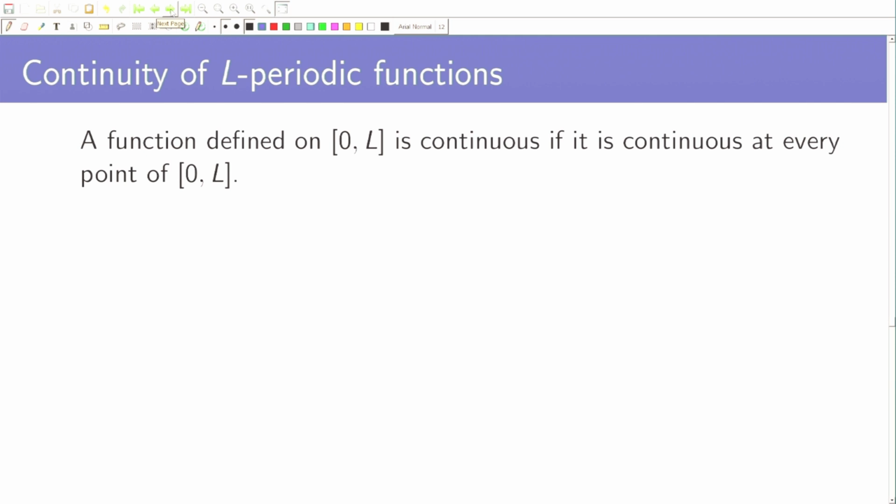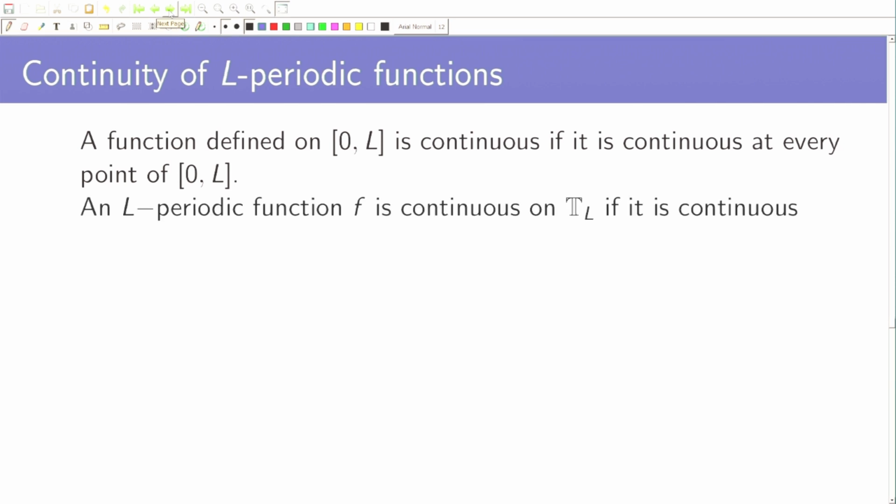Okay. A periodic function defined on 0 to L is continuous if it is continuous at every point of 0 to L. So, an L periodic function f is continuous on T_L if it is continuous and f of 0 is equal to f of L, because we are identifying the points 0 and L. Therefore f of 0 has to be equal to f of L, then we say that it is continuous on this entire circle.